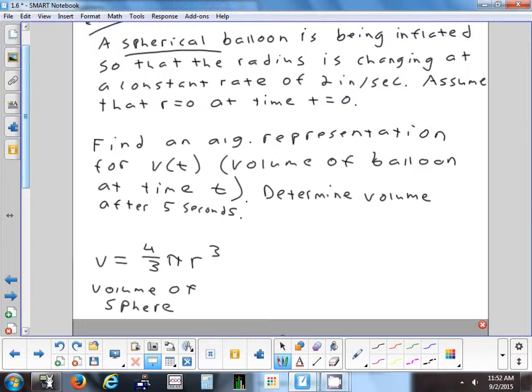Okay, next thing I want is a formula for my radius. Let's call it r of t, my radius as a function of time. Can anyone give me a formula that I could plug into and it would tell me how big the radius is at any time? Yep, 2t. So after 3 seconds, 2 times 3, the radius would be 6. After 10 seconds, the radius would be 2 times 10, or 20.